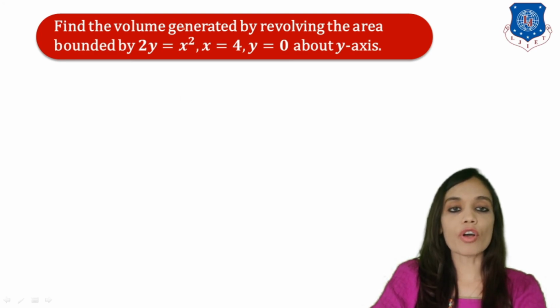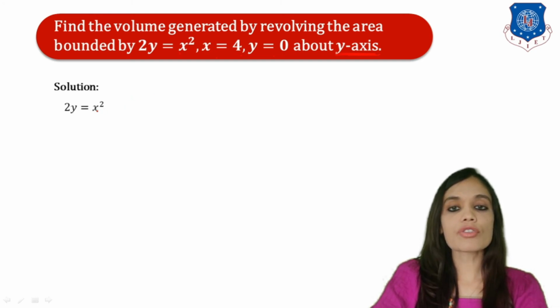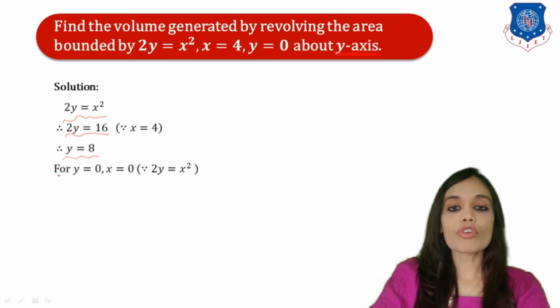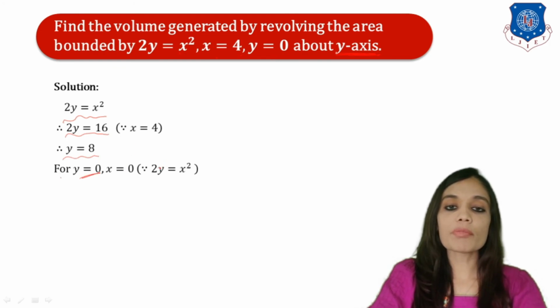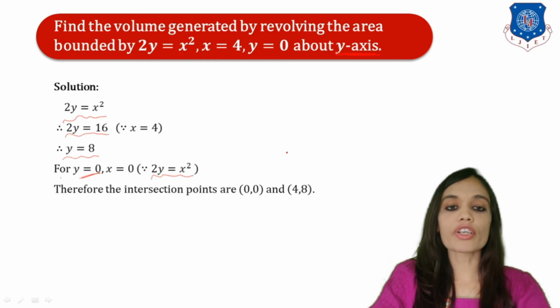So we have to find the volume generated by revolving the area bounded by 2y equals x squared, x equals 4, y equals 0 about the y-axis. Okay. So firstly let us start with the solution. You are given 2y equals x squared. Right? Now if you put x equals 4, so what you will get? 2y equals 16, therefore y is equal to what? 8. Right? So for y equals 0 now, x will be what? 0, because we are given 2y equals x squared, right? So your points of intersection are (0, 0) and (4, 8).